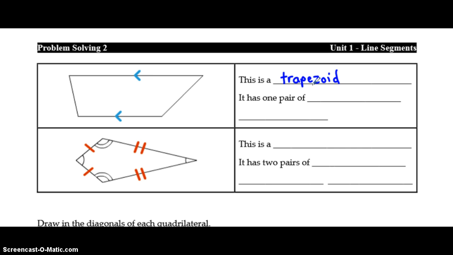In Canada, we call it a trapezoid. It has one pair of parallel sides. So these sides here are parallel. This side and this side are not parallel, and they are not necessarily equal in length either. If they are equal in length, then it would be called an isosceles trapezoid.